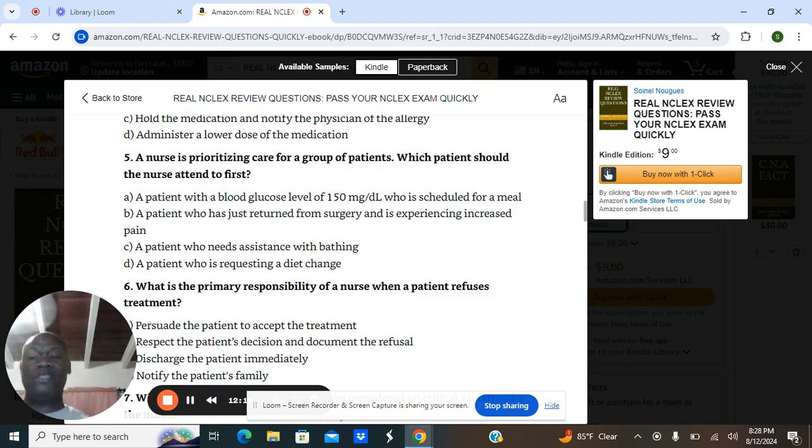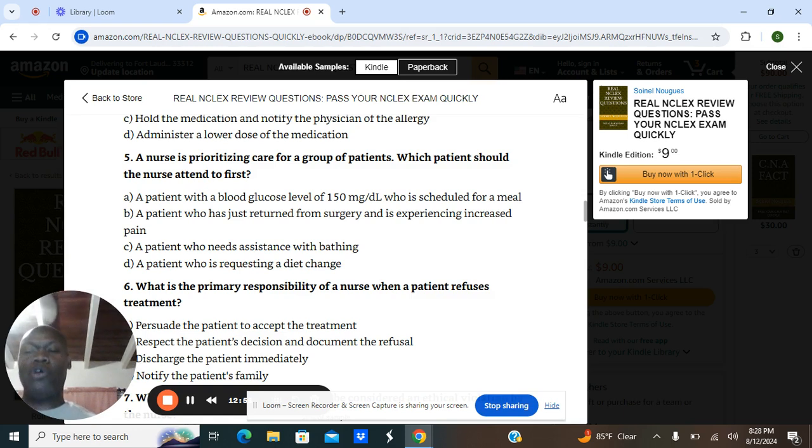Remember? C, a patient who needs assistance with bathing. Wow, that's not too important. You cannot choose this. D, a patient who is requesting a diet change. That's nonsense. Therefore, the best choice is B, a patient who has just returned from surgery and is experiencing increased pain. Hey, listen, if you do not care for this patient, he is going to die soon.